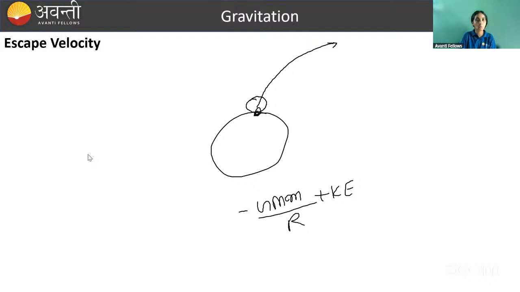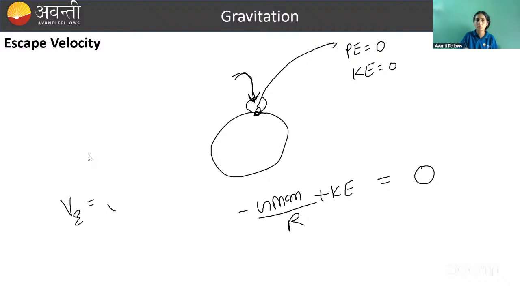At infinity there is no potential energy because it is out of the effect of earth, so potential energy is zero. And we are also assuming kinetic energy is zero there because we are giving it the minimum kinetic energy so that it can just escape. So total energy is zero finally, and initially also it has to be zero. So we are giving it as much kinetic energy that, when added to potential energy, becomes equal to zero. Okay. So from here, when you calculate escape velocity in this scenario, you will get root of 2gR as the answer.